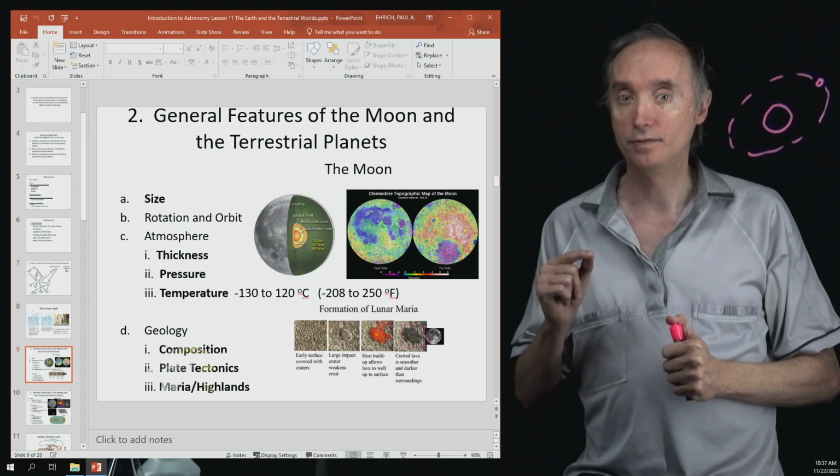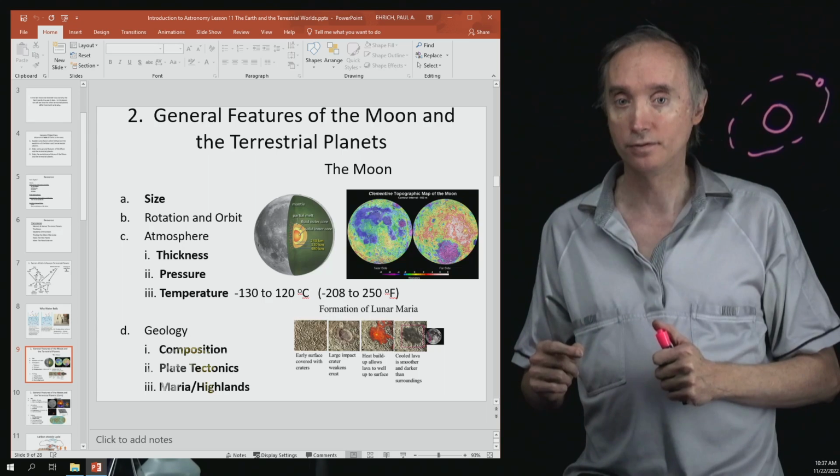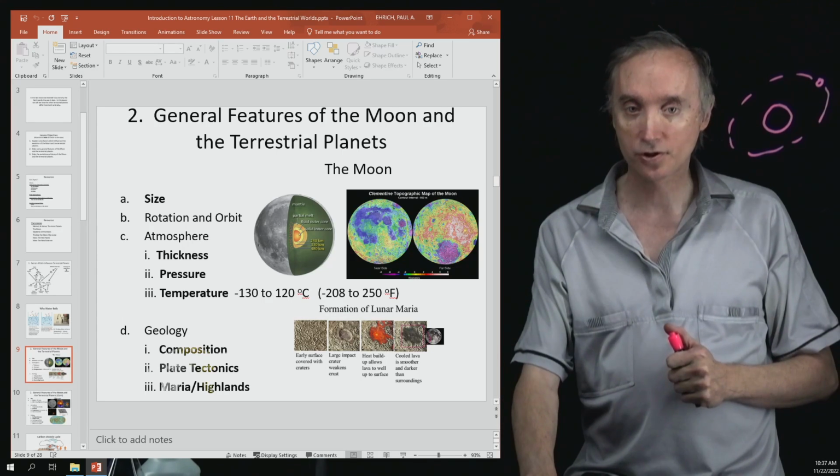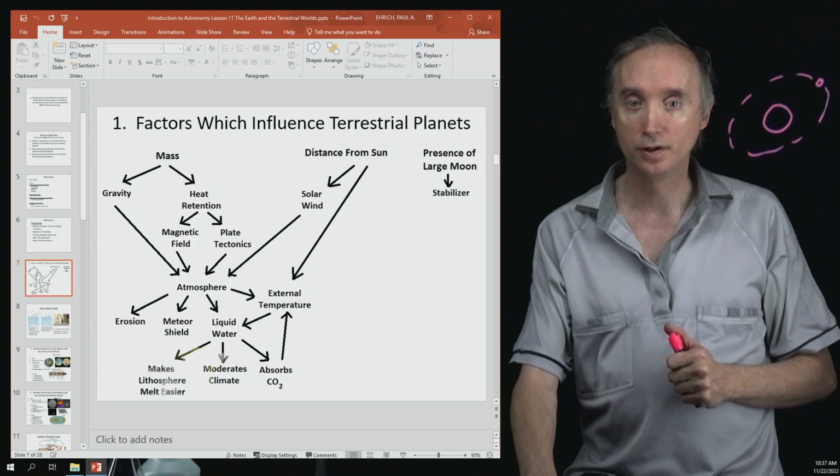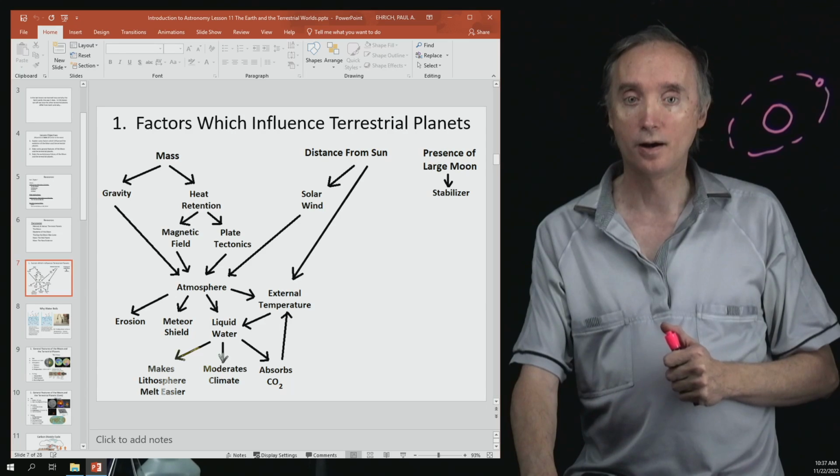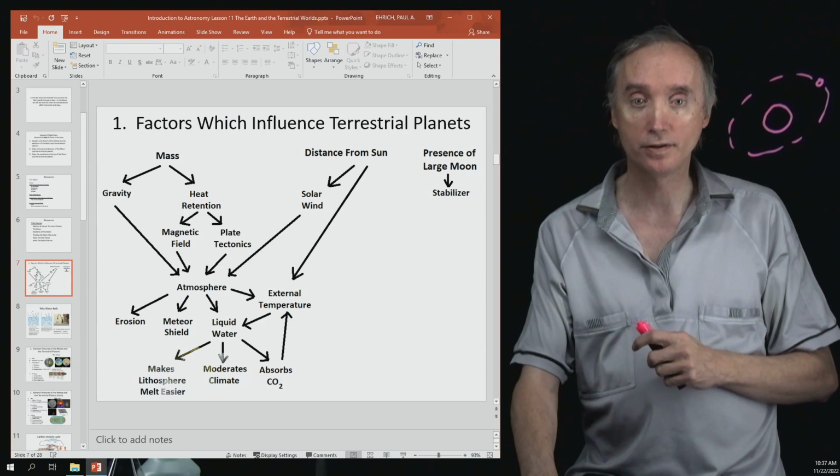Okay, it's got the thin atmosphere, and if we look at our flow chart, what did the atmosphere do? The atmosphere moderates the climate, or it helps to moderate the climate.